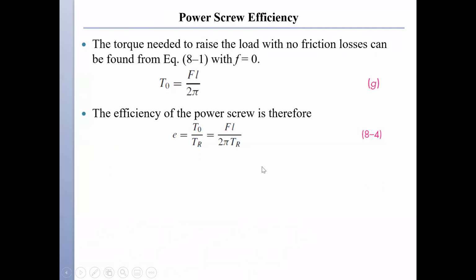Next, we look at the torque that is needed to raise a load should there be no friction, a theoretical condition. So we looked at that T naught as FL divided by 2 pi, and we use that to calculate the efficiency of power screws. This lowercase e equals T naught divided by TR. And T naught, that theoretical torque, of course, is always going to be smaller than the one with friction. So the efficiency is always going to be less than 1.